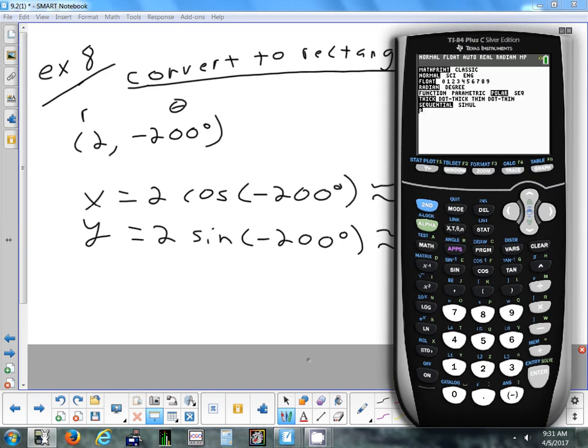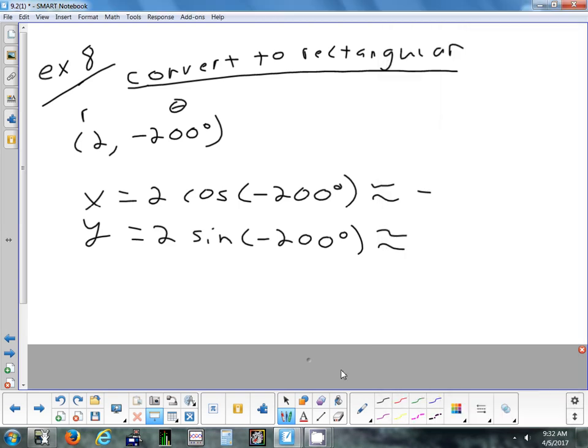It doesn't matter if I put my mode in polar, function, or parametric because I'm not graphing anything right now. I'm just doing arithmetic. So I'll type 2 cosine, and I know I need to change to degrees. Okay, and we get an x-coordinate of about negative 1.80. And y was 0.684.